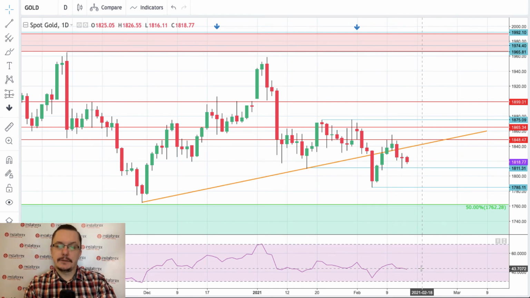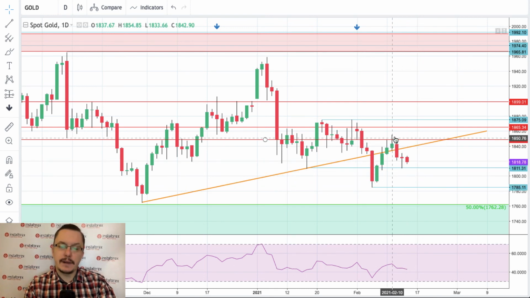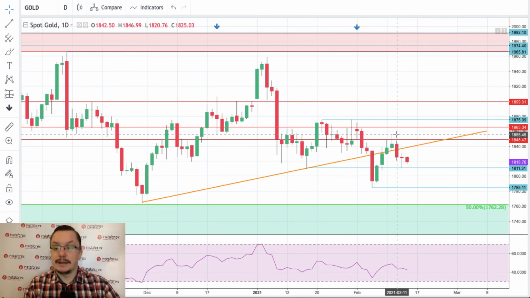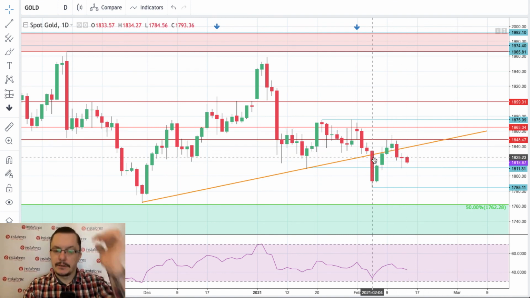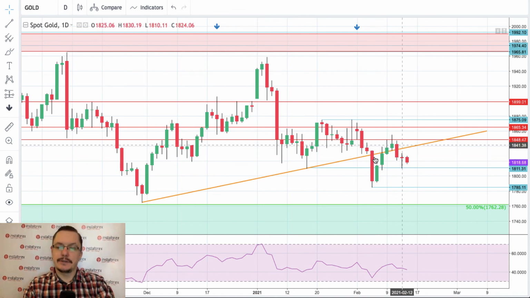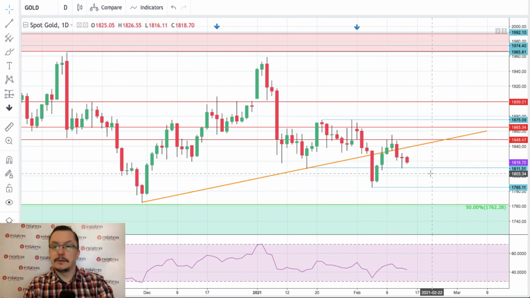So every move up will definitely find some sellers that will be selling into the strength of gold. But as long as we trade between 1,875 and 1,784, we cannot really say what the short-term trend is on gold, because this market is locked in this range, mainly due to the situation on the US equities, and of course the situation on the US dollar index.